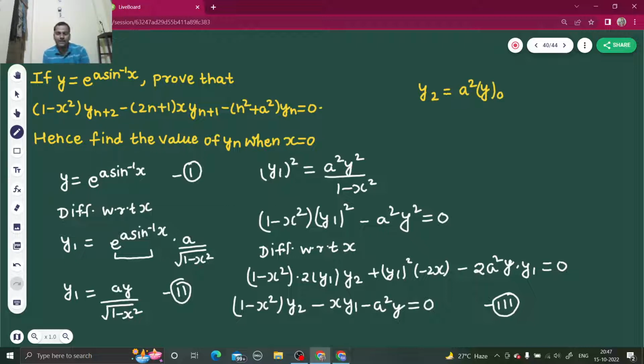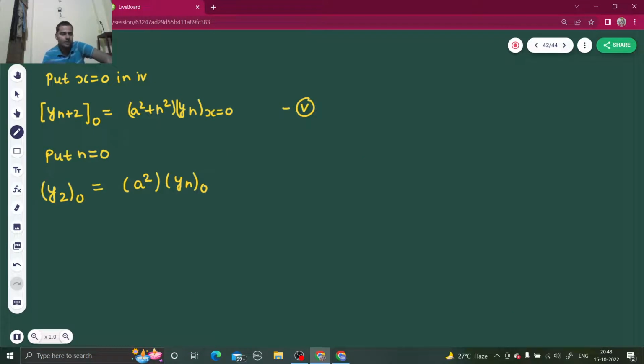because everywhere you are putting x equals to 0. So this is written as y, but you know that this y was a function of x only. Okay, so for this again we'll need y at x equals to 0. So for that, refer to equation number 1. So y at x equals to 0 is, sin inverse 0 is 0, so e power 0 is 1. So you are getting y2 as a², because value of y at x equals to 0 is 1. So y2 is a² equals to a².